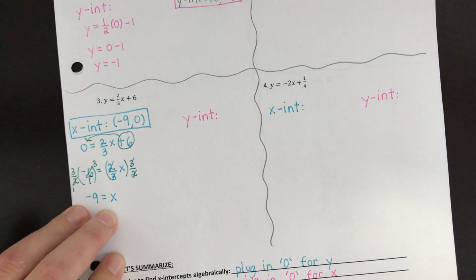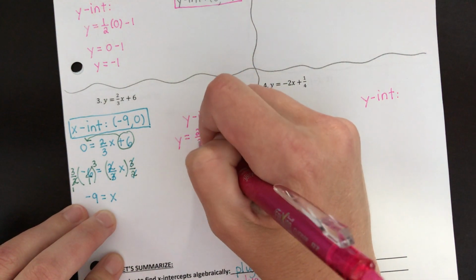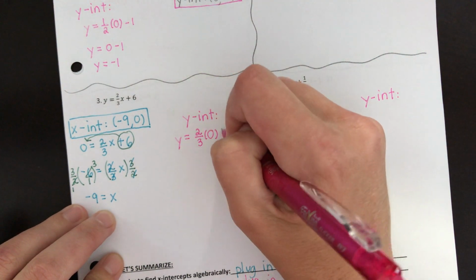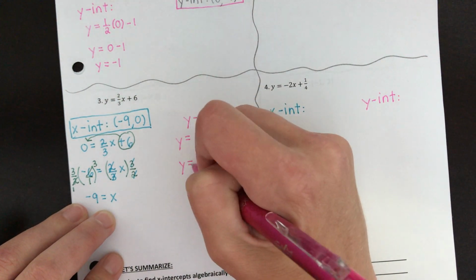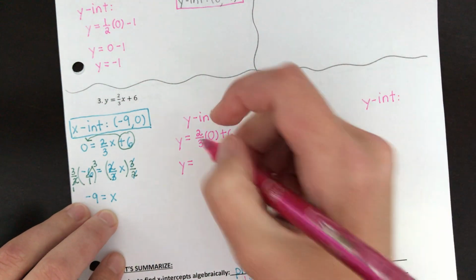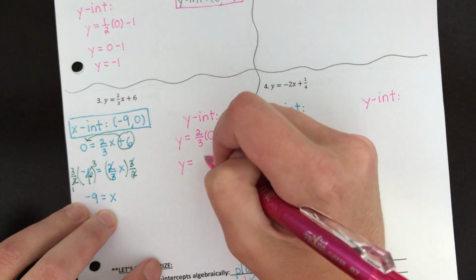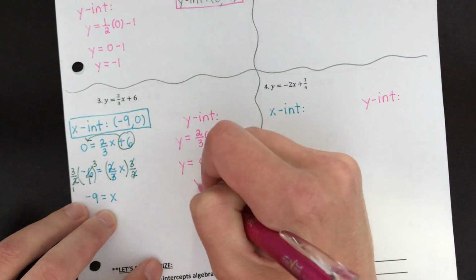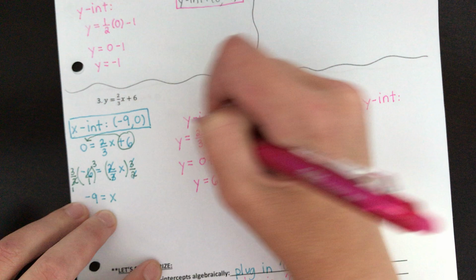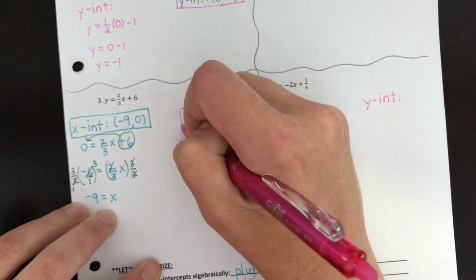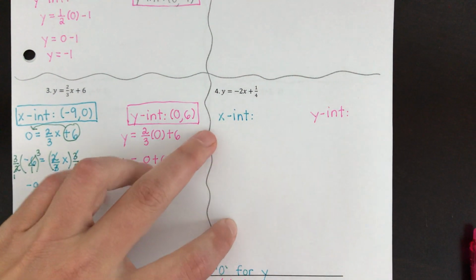Okay, y-intercept. So for the y-intercept, I'm going to plug in 0 where I see x, and that makes sense because the only variable I see now is y. So here my variable's already isolated, so I just leave it where it is, and I just figure out what this is. So 2/3 times 0 is 0, and then 0 plus 6, of course, is just 6. So (0, 6), and I'm done there. We're almost done with this.